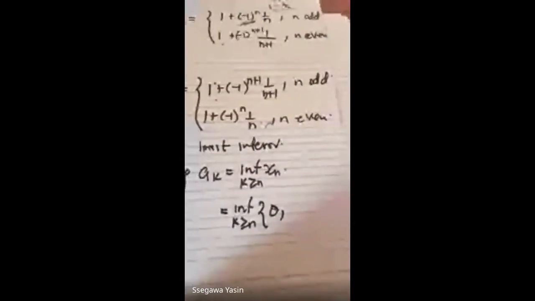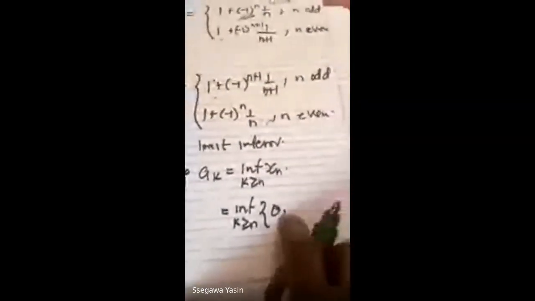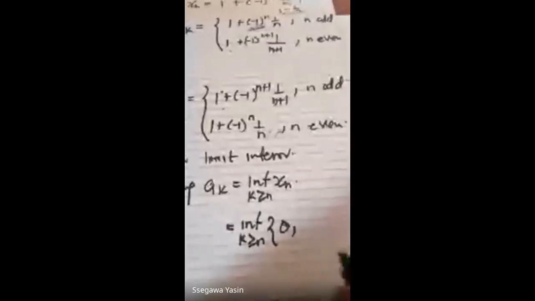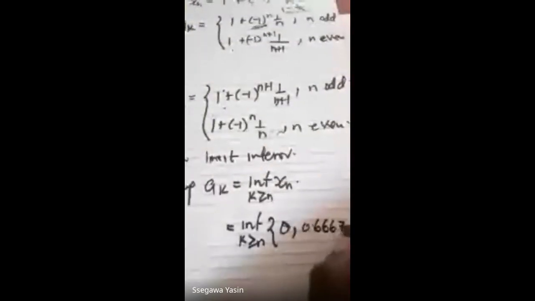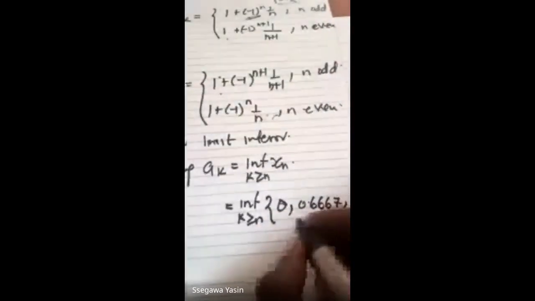Please, Ashaba, what are the answers here? I'm substituting in n_k. It's 0 all through. 0, 0, 0, 0. 0.667. Another one 0.